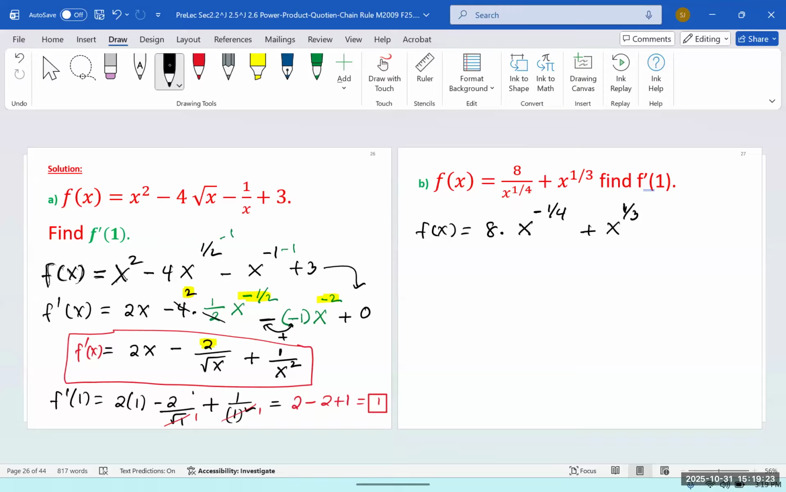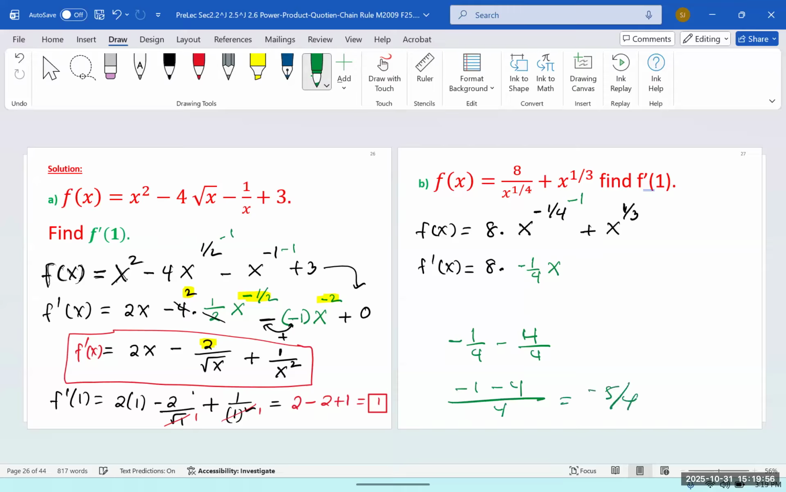Now every power you see, you're going to bring them down. So derivative of f at x, we have our 8, you bring down the negative 1/4, and then x to the, you subtract 1. Negative 1/4 minus 1, do you know how much is it? Negative 5/4. Negative 1/4 minus 1, this 1 is same as 4/4. So minus 1 minus 4 divided by 4, it's negative 5/4. You have to do it mentally, or at least without using calculator.